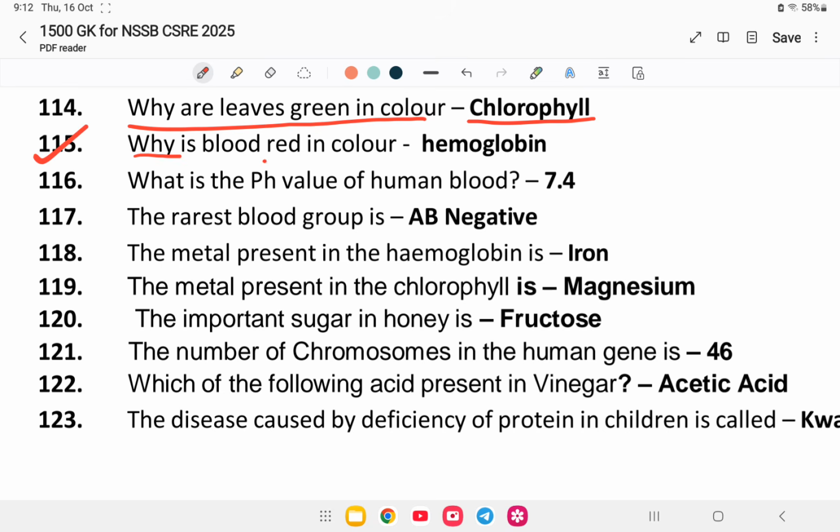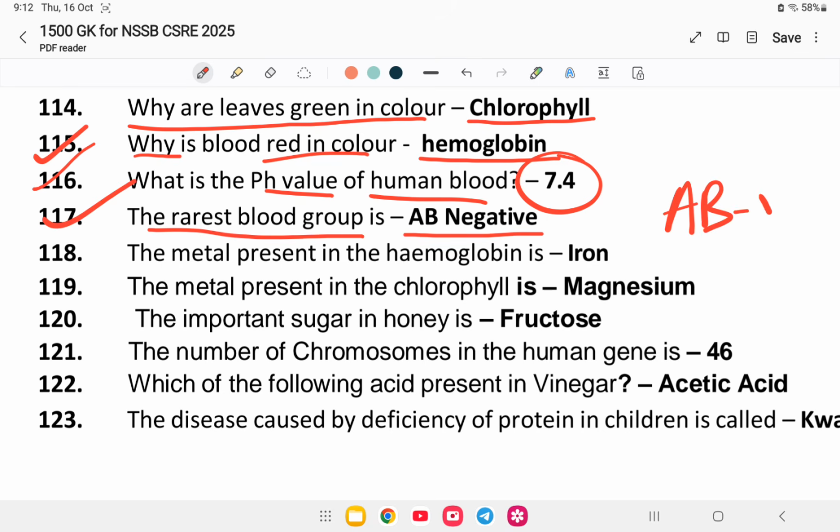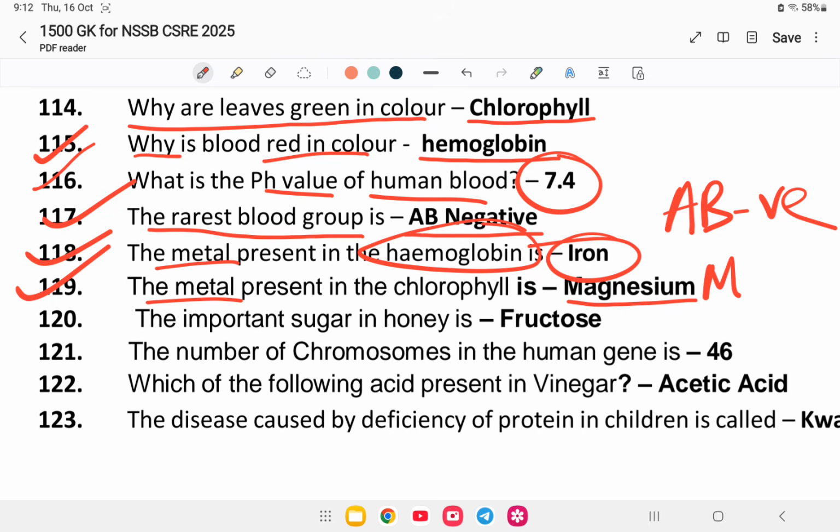Question number 115. Why is blood red in color? Because of hemoglobin. Question number 116. What is the pH value of human blood? It is 7.4. The rarest blood group is AB negative. 118. The metal present in hemoglobin is iron. Question number 119. The metal present in chlorophyll is magnesium. Next, 120. The important sugar in honey is fructose. Question number 121. The number of chromosomes in the human gene is 46.